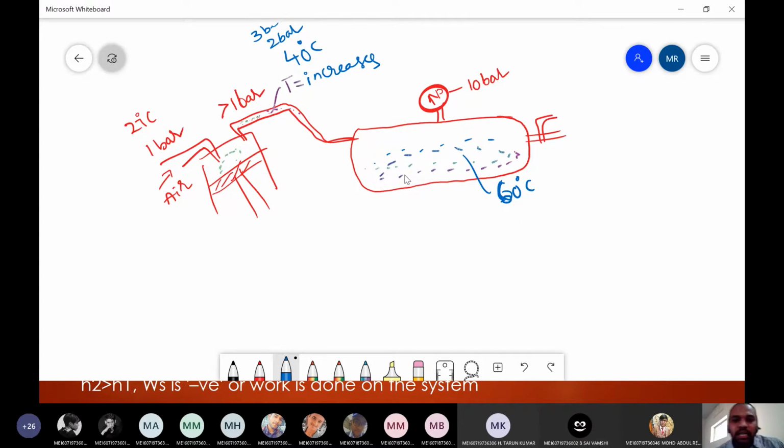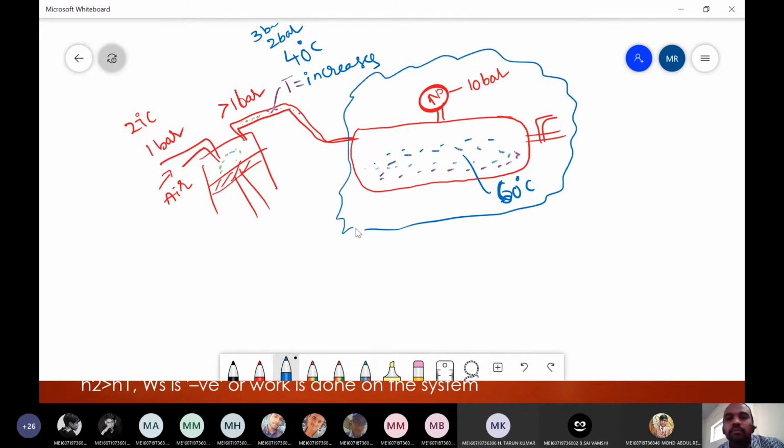Now, what is present surrounding this tank? Atmosphere. What is the temperature? The atmosphere is at a temperature of 27 degrees centigrade, right? So, what is the property of heat?